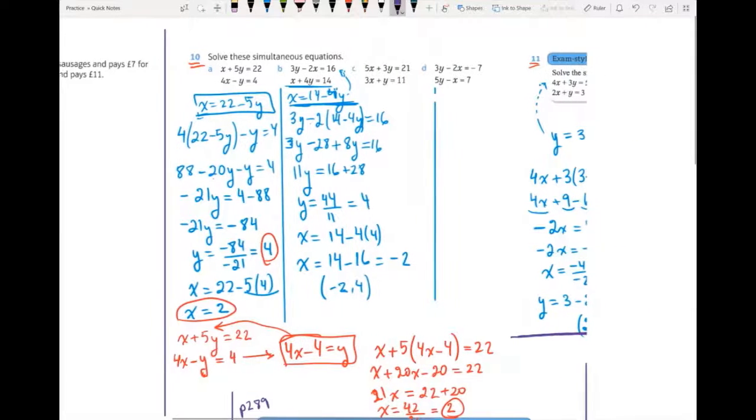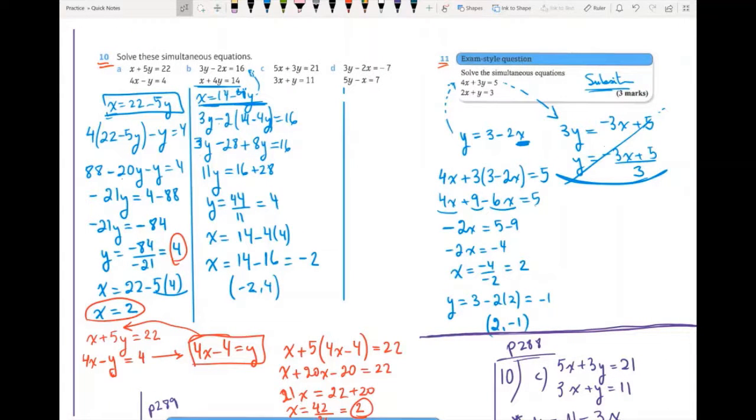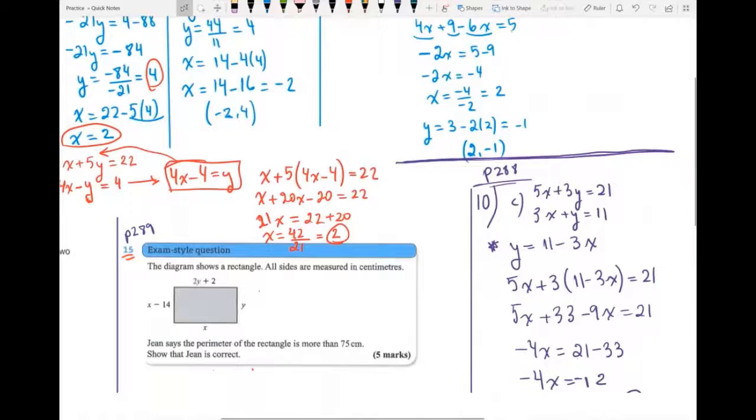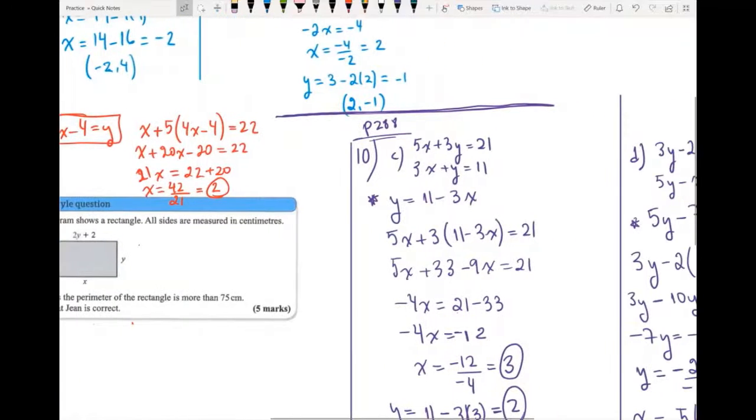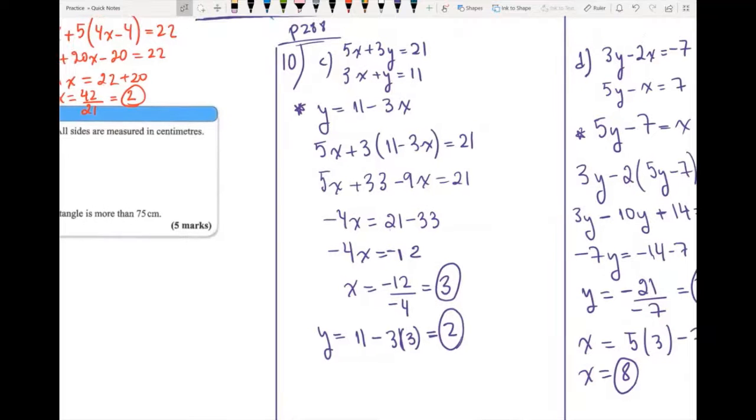Number 10, they said solve these simultaneous equations. So I'm solving part C and part D in here in purple. In part C we have 5x plus 3y equals 21 and 3x plus y equals 11. So we need to solve these two equations simultaneously.